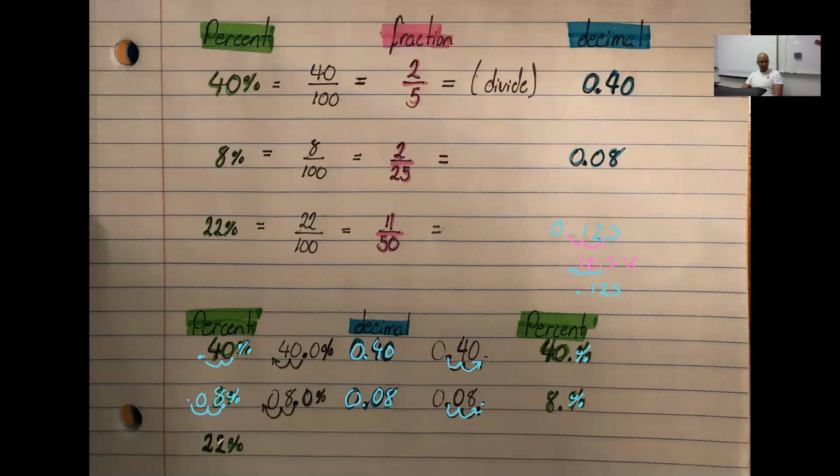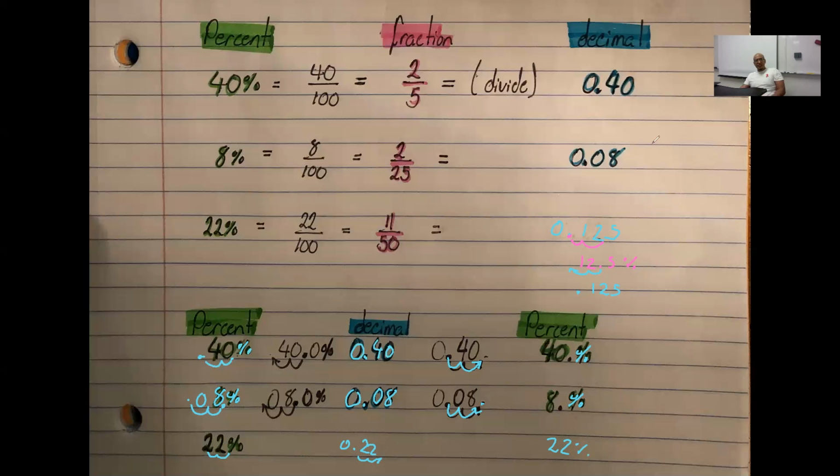All right. Same thing with 22%. To make 22% into a decimal, move the decimal 2 times away from the percent, leaving me with 22 hundredths. And then from 22 hundredths to make it back into a percent, I move it 2 times to the right, leaving me again with 22%. Pretty simple.